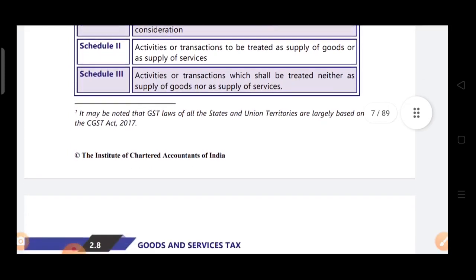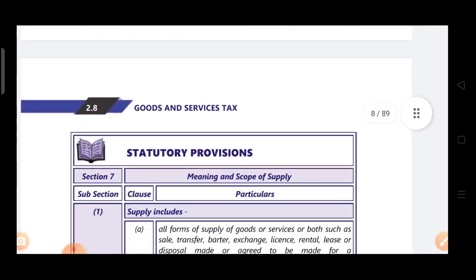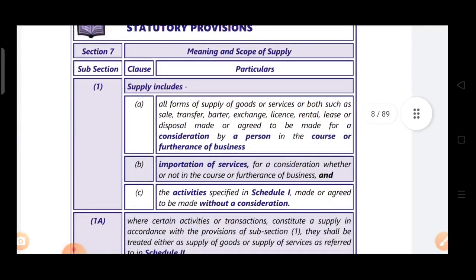Now, it may be noted that the GST laws of all the states and union territories are largely based on the CGST Act 2017. Now start Section 7. In Section 7, the meaning and scope of supply is given. Supply includes all forms of supply of goods or services or both, such as sale, transfer, barter, exchange, license, rental, lease, or disposal, made or agreed to be made for a consideration by a person in the course of furtherance of business. This is an inclusive definition.